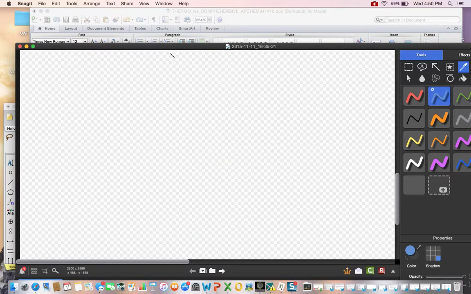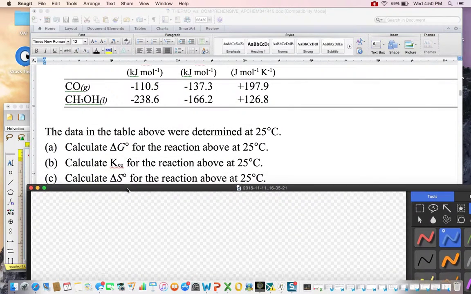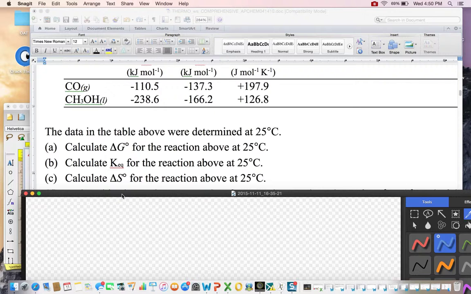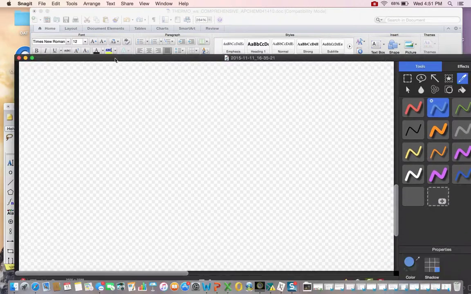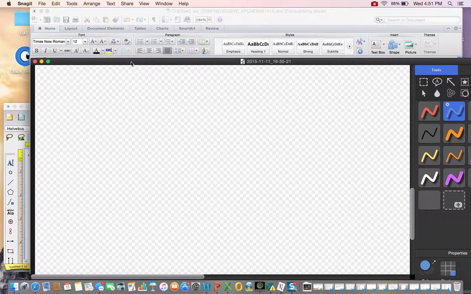Part C is a very interesting question, and it looks like we're up against it at first glance. Calculate delta S for the reaction. I cannot invoke Hess's law the way that I could for delta H or delta G, because I don't know what the entropy of formation for hydrogen gas is. But here's what I can do. And this is where you have to think outside the box just a bit.